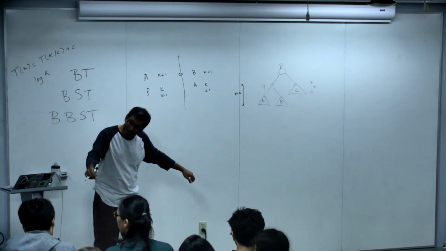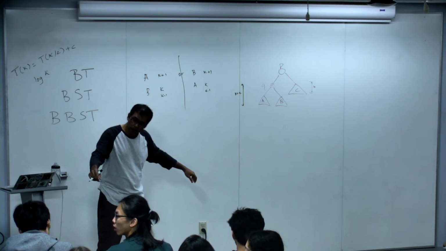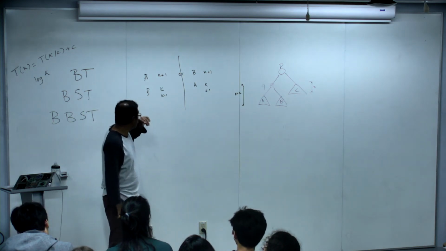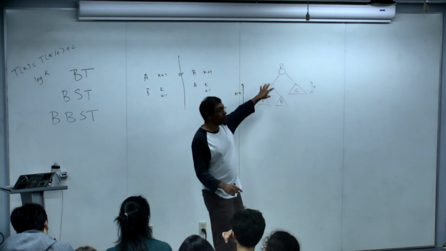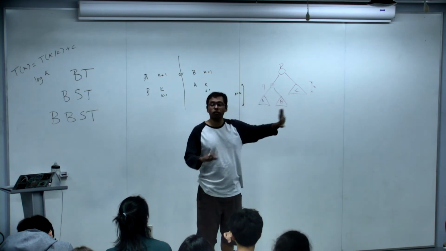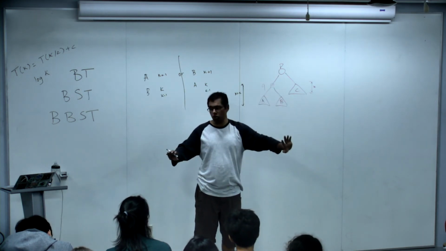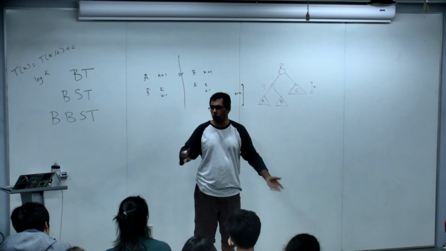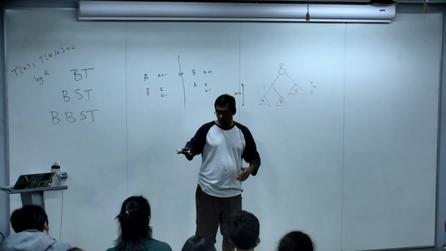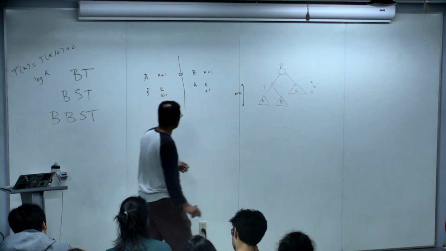Yes? Why are we dealing with the case where B is k plus 1? Aren't we always assuming it goes to the leftmost? Or is it just to the left? I'm sorry, it was just to the left at the beginning. From P's point of view, it went to the left. That's all we were assuming. We don't know from there which way it went after that. Okay? Make sense? Great.